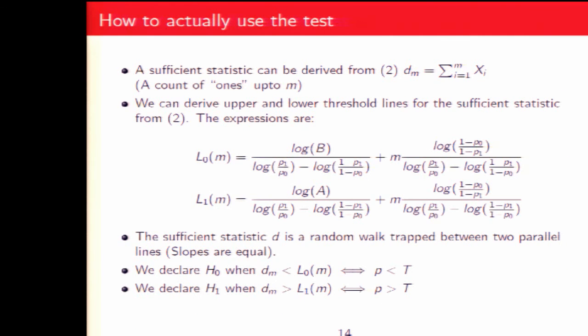So, to actually use the test, I do a little algebra plus some logarithms on that likelihood ratio we just saw, and I come up with these two threshold lines and the sufficient statistic at the top called dm. And again, there are a lot of equations up here, but what's really going on is that dm is a random walk between two threshold lines. They're actually moving.